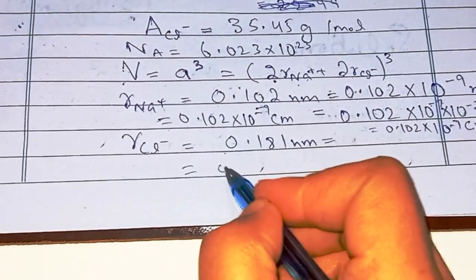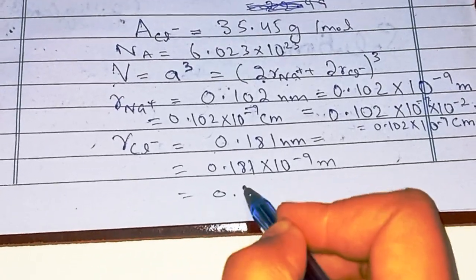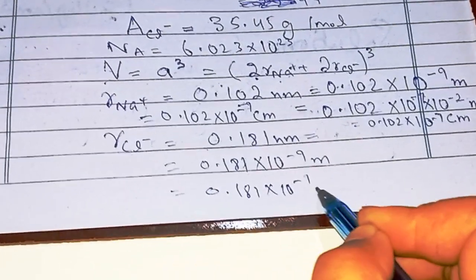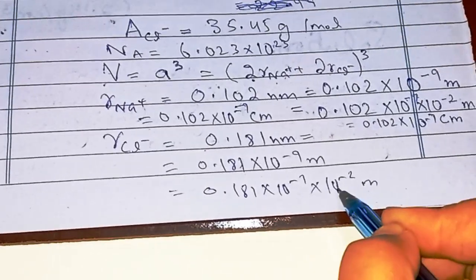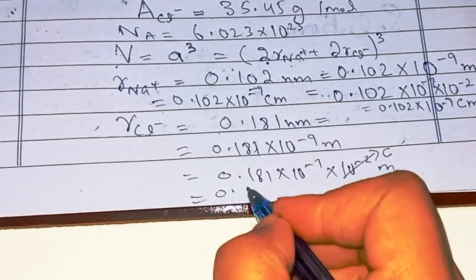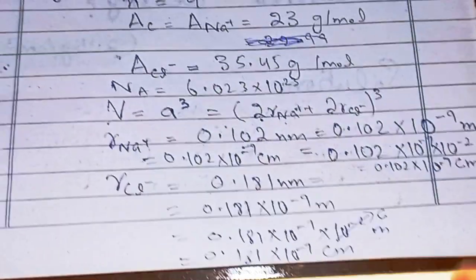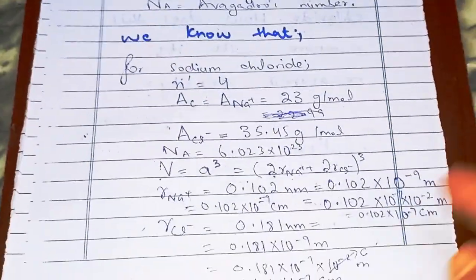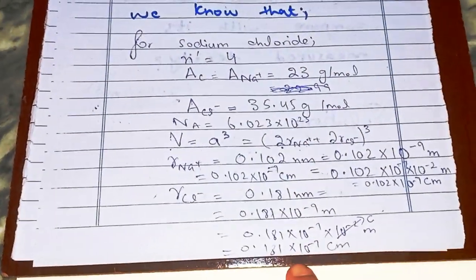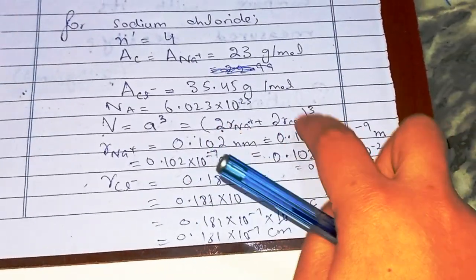And similarly, 0.181 multiplied by 10 to the power minus 9 meter, and we can write it as 10 to the power minus 7 into 10 to the power minus 2 meter. Centi is 10 to the power minus 2, so we can write centi in place of it. So it's 0.181 multiplied by 10 to the power minus 7 centimeter. Alright, we have quite a lot of data, so let us calculate the volume separately so that we have fewer complications while finding the density.